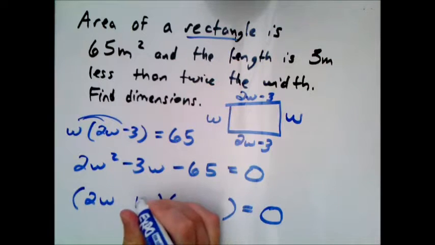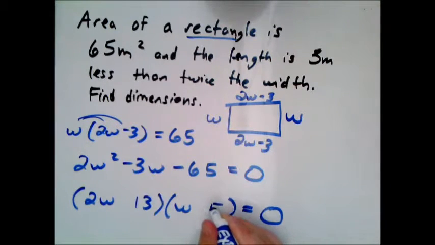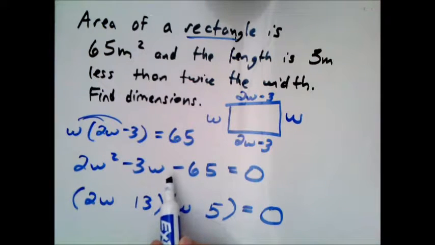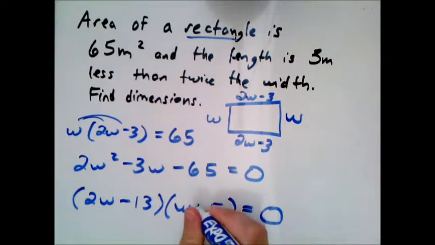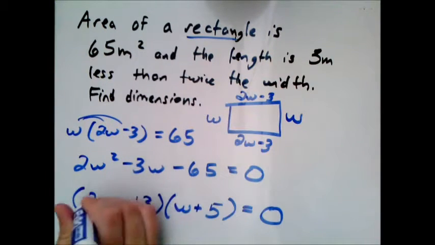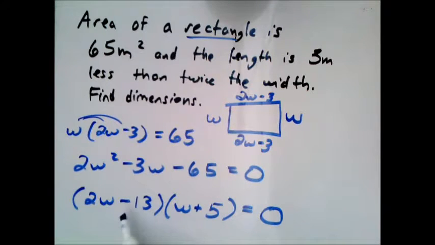So maybe if I put the 13 here and the 5 here, and then think about my signs, right? I need one positive, one negative, so that it multiplies to negative 65. So I think if I have negative 13, and this would be positive 10, that would add to negative 3, and it would multiply to negative 65. Right, because factoring is just FOILing the opposite, so you're checking it by FOILing. So that looks like it works.